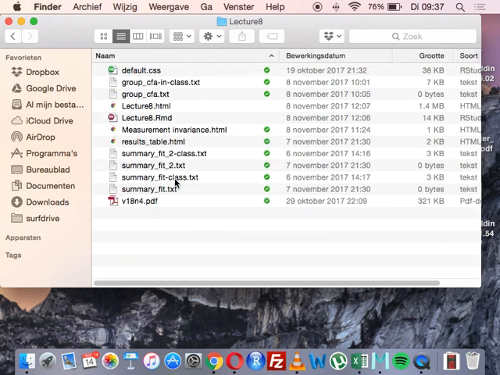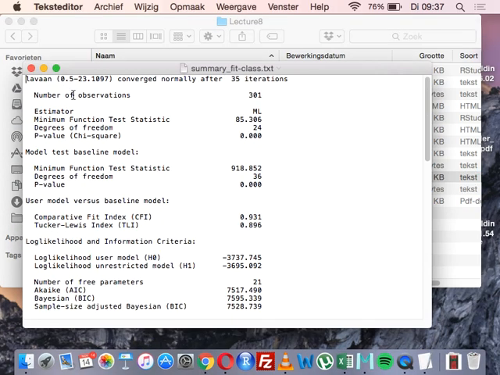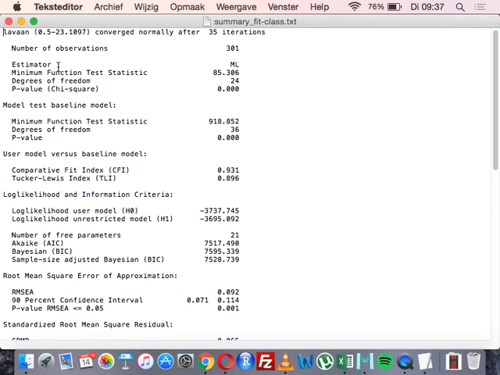Summary fit class. I'm not sure how readable it will be. I won't run you through all the things again, but this is the output you'll get. We had 301 cases basically in this analysis. The estimator by default was maximum likelihood, which I just mentioned to you.